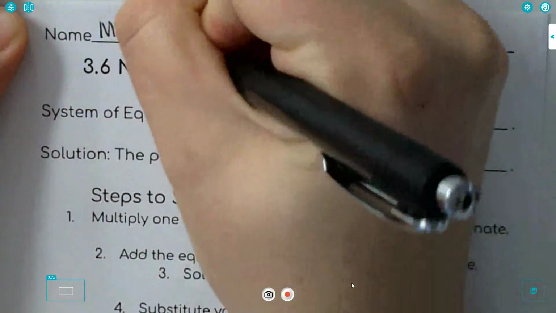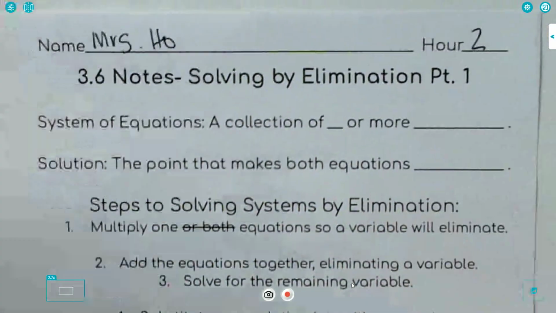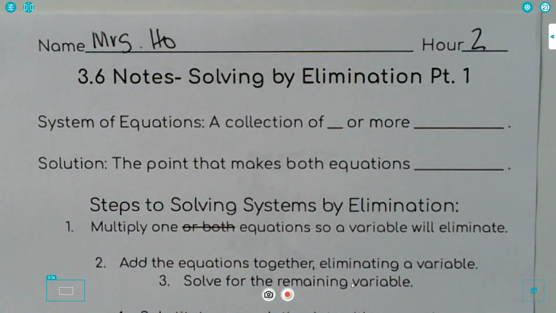And like I said a moment ago, elimination is your exit ramp from substitution part 2. You still need to be able to do substitution part 1. 3.5 is still an assignment that is worth points. But 3.5 on the test, you could always choose to do elimination.